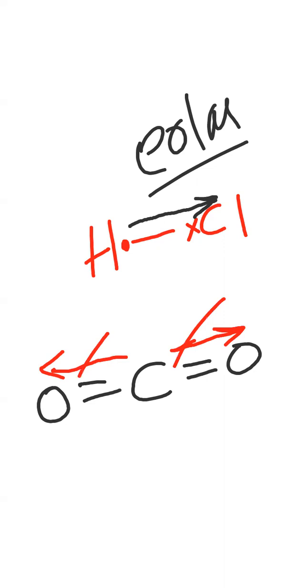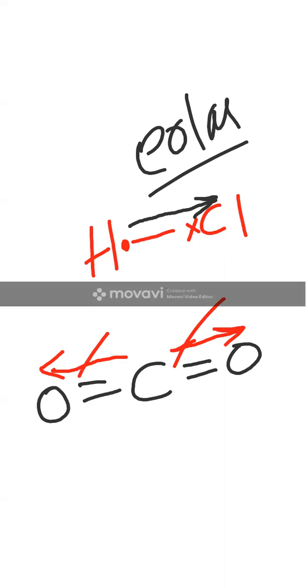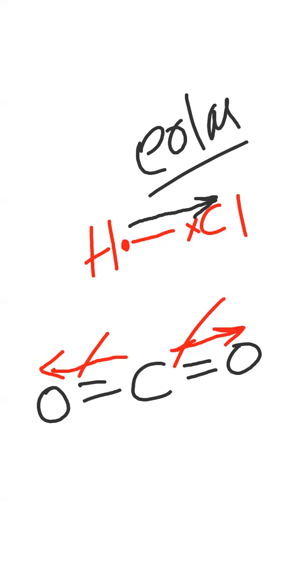For the cancellation of dipole movement and to make a compound non-polar, the compound should be symmetrical. See, it is symmetrical, the linear structure. You cannot cancel dipole in a non-linear or in a bent structure.